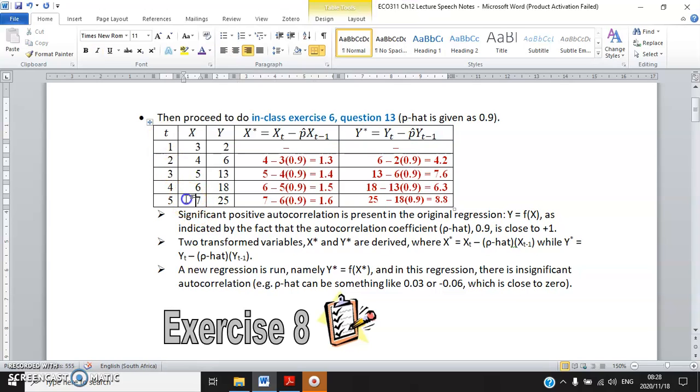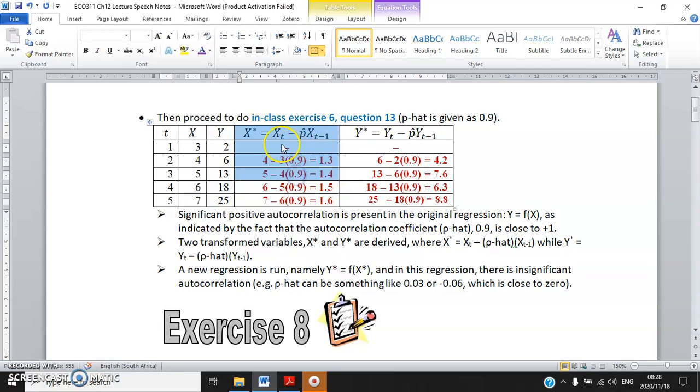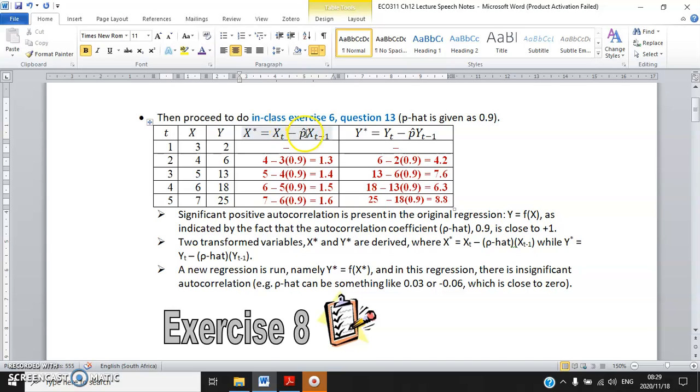So let's go to the actual data. I just want to simplify matters, so there are only 5 observations. And then x and y, and then this is the transform x asterisk equation, which is equal to x at time t minus autocorrelation coefficient times x value in the previous period, and that explains the calculation. Okay, 4 minus 3, my x in the previous period, times autocorrelation coefficient 0.9. This is why I get 1.3.